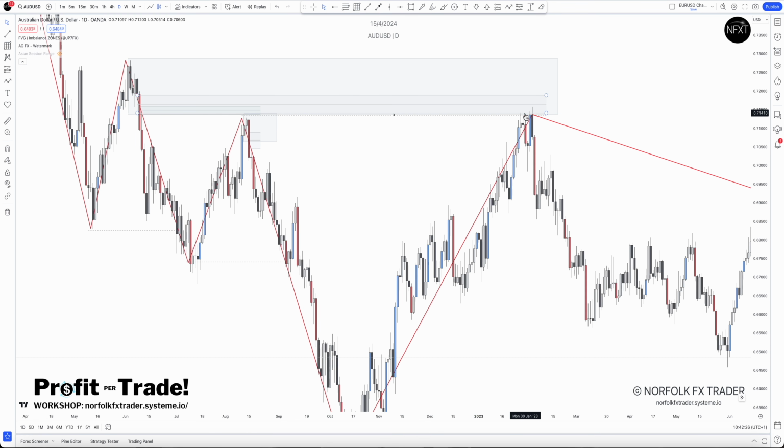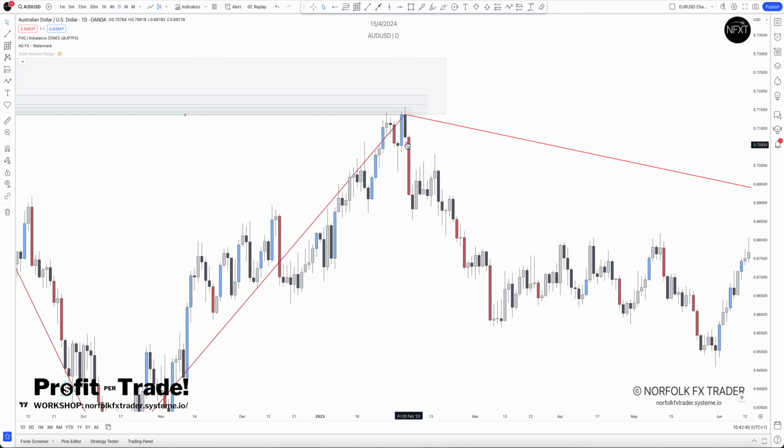We also sweep here within. We also go into the imbalance here on the daily, and we had an imbalance here on the 4-hour as well. We fill that imbalance on the 4-hour and we go into supply and we create a reversal out. Now what we do, we go down to the 4-hour here and we look for a reversal out to sell the market.